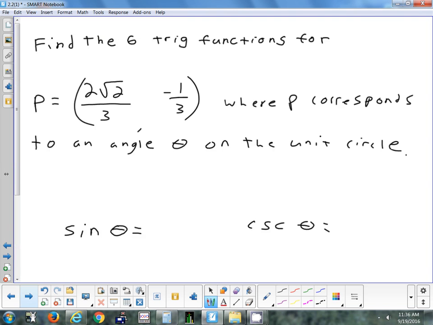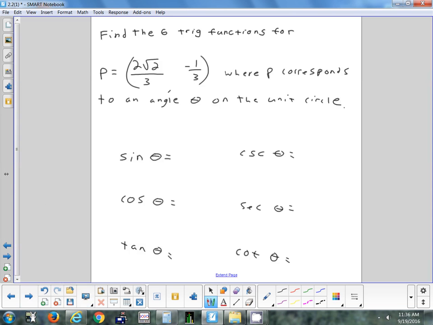All right, why don't you guys take like 5 minutes. Here's your coordinate. Do the same thing we just did with this coordinate. Okay, find all 6 trig functions. If you get stuck, I'll come around and help you out. And this will probably be the last one we do of this type. Okay, then we'll move on.